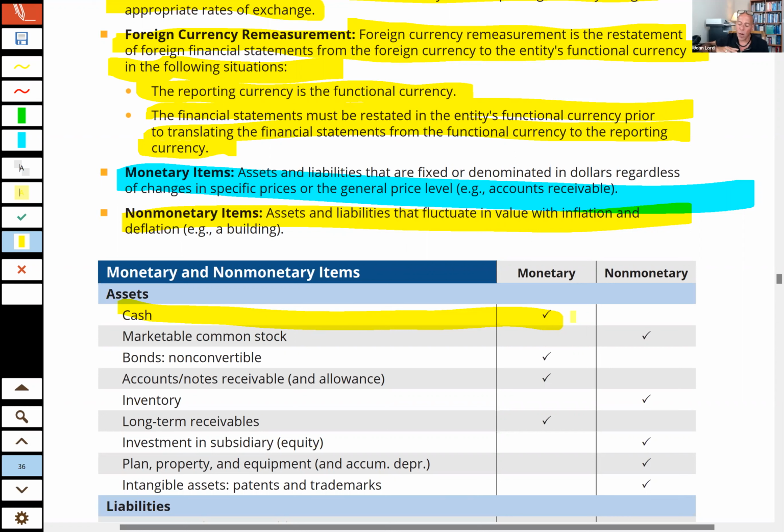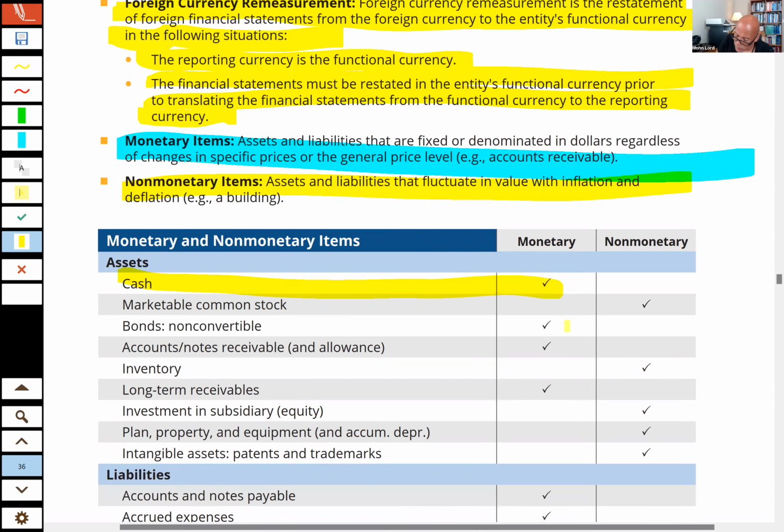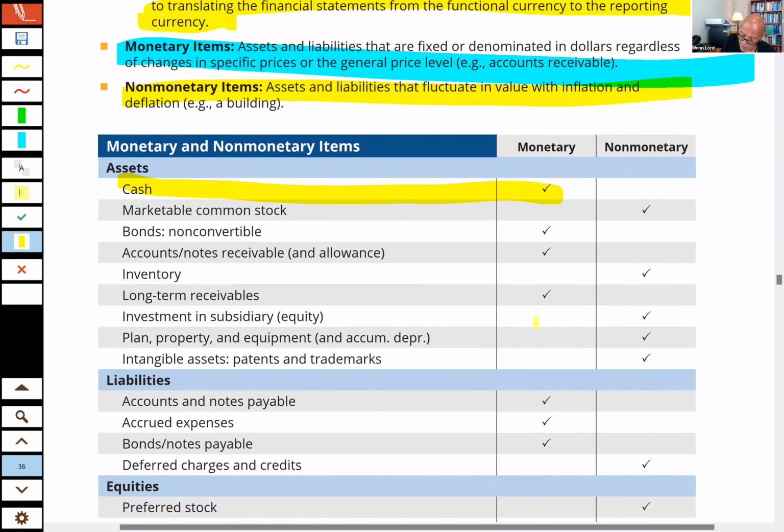Whereas non-monetary assets change with the general price level. So what happened? You bought a house in the Bay Area in 1974. You paid $100,000 for that house. That same house now might be worth $3 million. So as the price level changes, so does the value of non-monetary items. So they give you here some examples, but you can see cash versus property, plant, and equipment being listed as non-monetary.